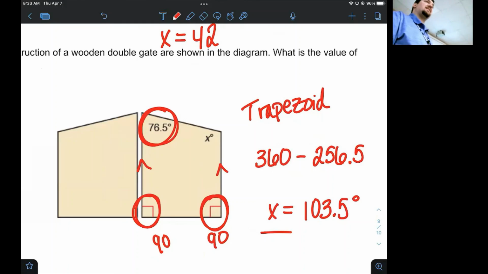Does it look like angle X is an obtuse angle? Because we're saying it is if we say it's 103.5. Yeah, so that checks out. It should be an obtuse angle.